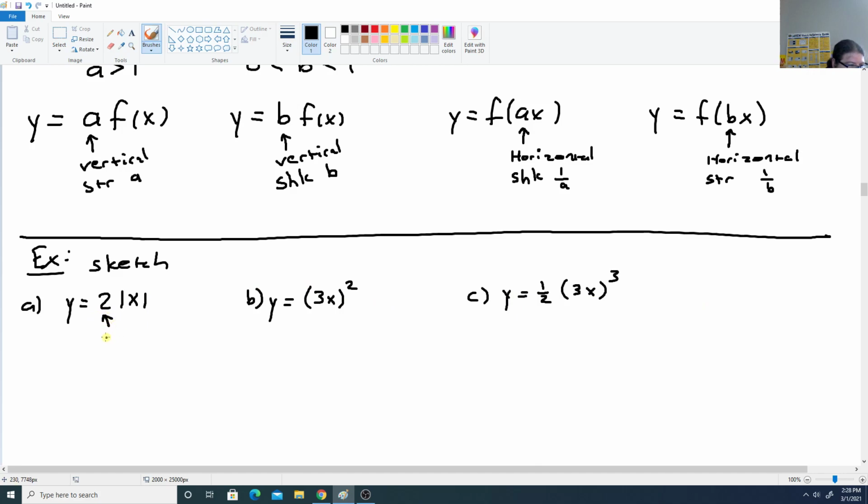We have a 2 out front, outside is vertical. It works the way you want it to, so that's a vertical stretch by 2. Here where the 3 is inside, this is horizontal. Horizontal works reverse of how you'd expect. You'd expect that to be a stretch by 3, so it's a shrink by 1/3. Then this one has 2 things. Outside we're vertical. Outside works the way you want, so it's a vertical shrink by a half. Inside we're horizontal, and horizontal works reverse of how you'd expect. This is going to be a shrink by 1/3.